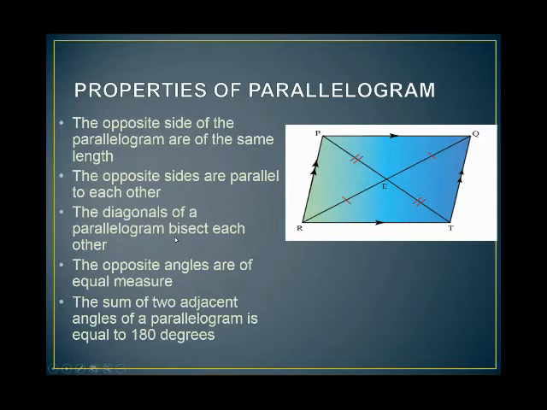So do you remember what the meaning of bisect is? It means two equal halves. It means when the two diagonals intersect with each other, they divide the other diagonal, or itself, into two equal halves.